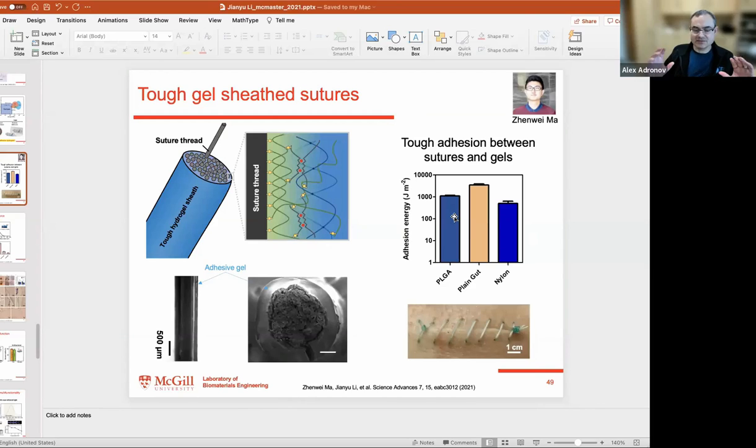Yeah. So do you just mix in the suture with your hydrogel precursor and then it forms and you pull out the thread, or do you have to pass it through somehow?